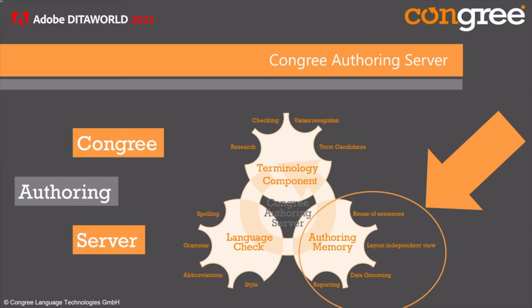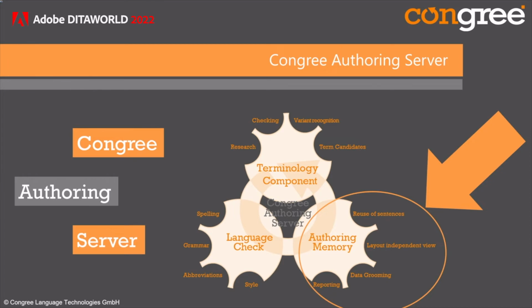To recap, we have two dimensions. We have language check for checking style and grammar, and we have terminology that checks for company-specific terminology and branding. And we optimize content. We help content creators to optimize their content.